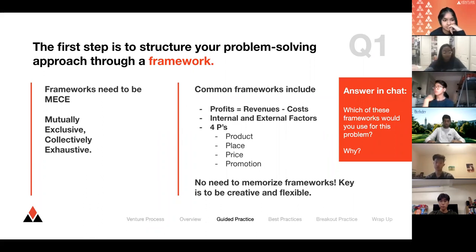Got it, okay. Seeing a lot of profits equals revenues minus costs. It's the most basic understanding that we need. Figure out if revenues are too high, revenues are too low, costs are too high. 4 P's to understand declining profitability, right? Figure out where the problem is coming from. That's a good one.